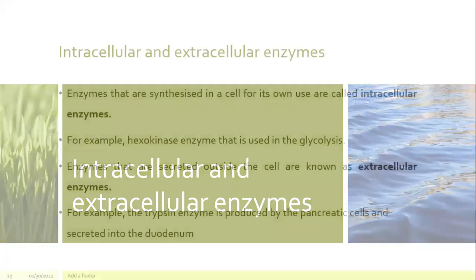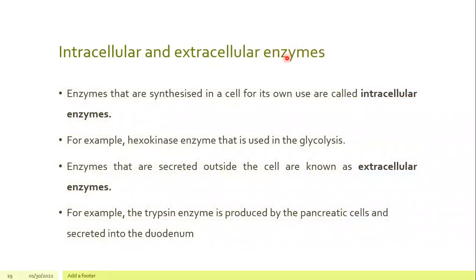So first, intracellular and extracellular enzyme. Enzymes are synthesized in the cell for its own use. This kind of enzyme, we call an intracellular enzyme. For example, hexokinase. Remember the -ase nomenclature: -ase means this hexokinase is an enzyme. Hexokinase is used in glycolysis, and this is an example of an intracellular enzyme which is used in a cell for cellular respiration.